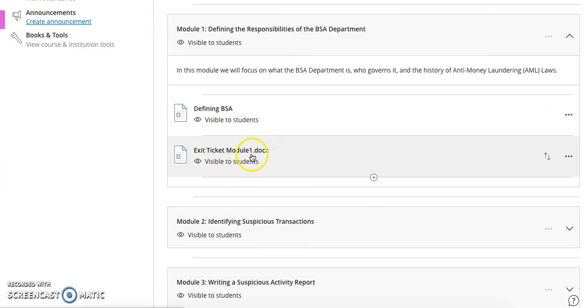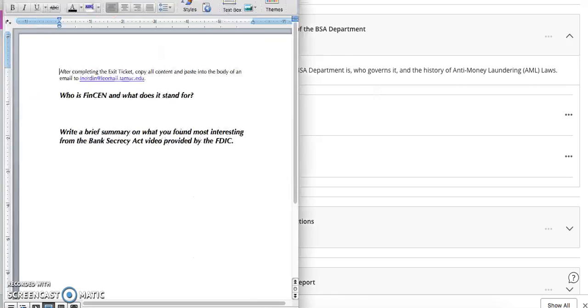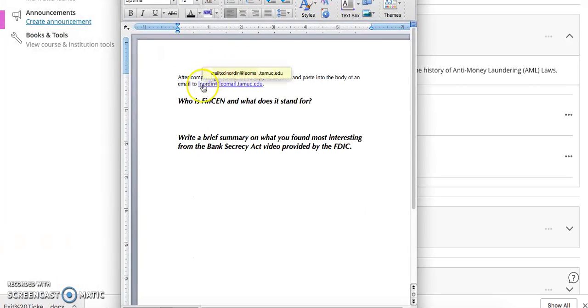Again, my assessments are exit tickets. I have it as a Word document because I'm just going to ask these students to fill in a little bit of info and then email it to me. You can see it's pretty easy. I think it's a pretty good assessment here, though. Write a brief summary on what you found interesting in the video. That ought to give me a pretty good idea if the video is even worth watching.